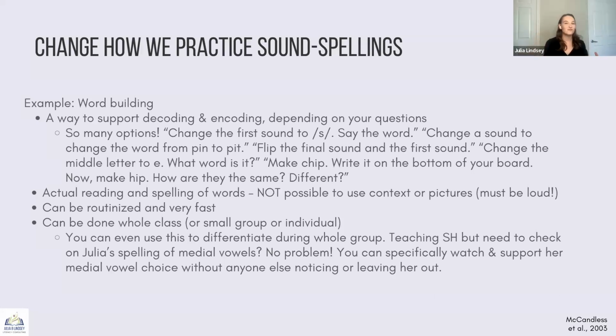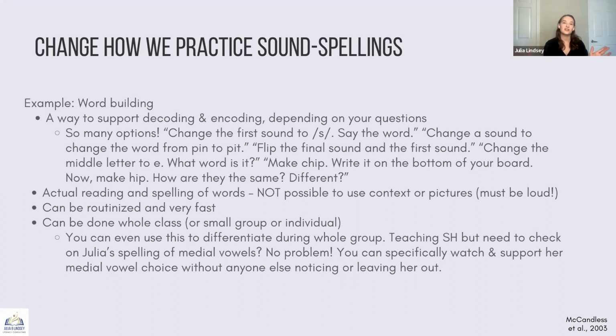But we might say, build the word sat. Now change the first sound to c, what word do you have? Cat. Or we might flip our prompts and say, okay, you have the word cat, change the middle sound to u, and now you have cut. So we can use different promptings to either prompt children to encode and spell a word, or decode and need to change out a letter in order to read the word.